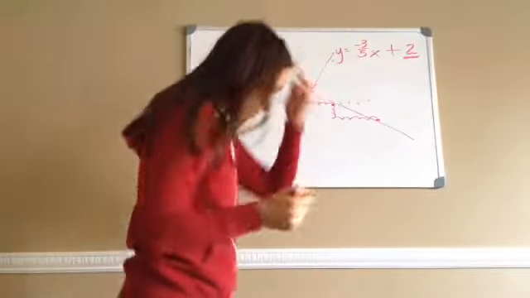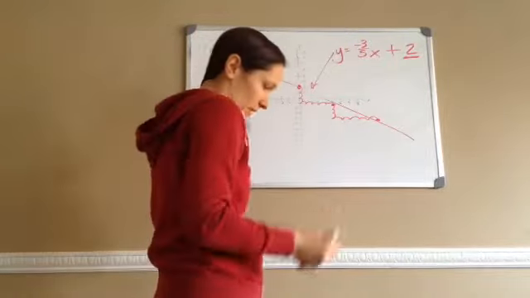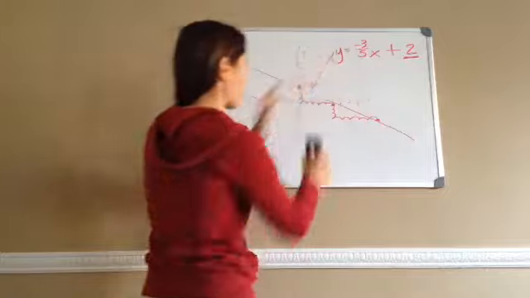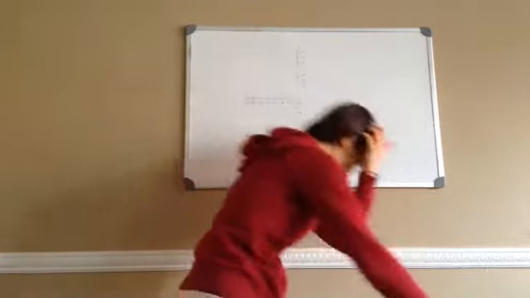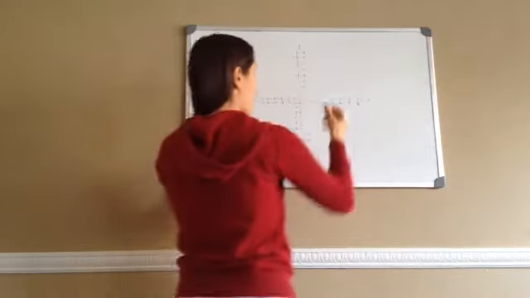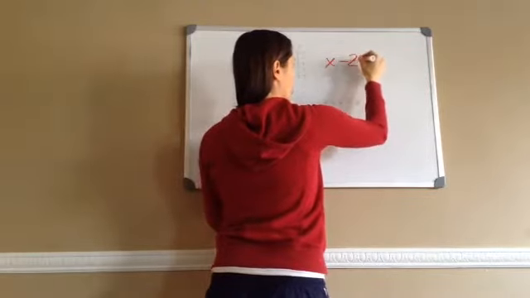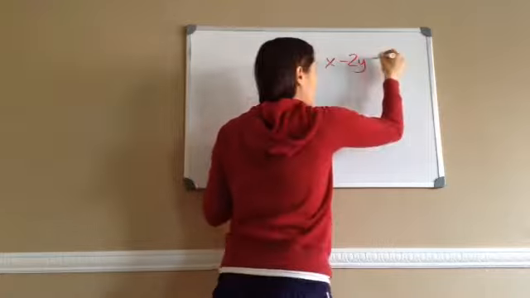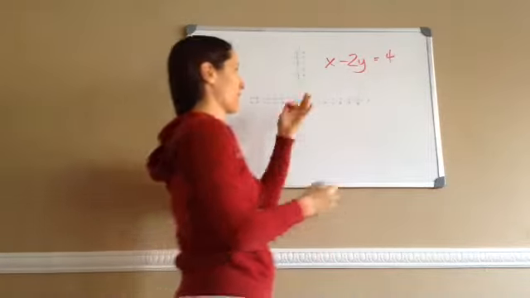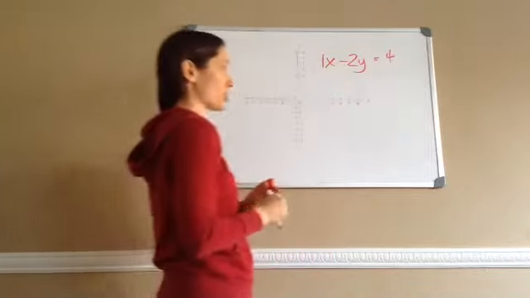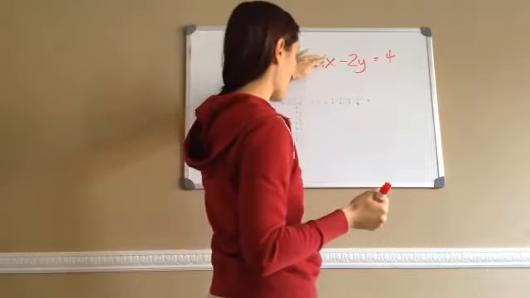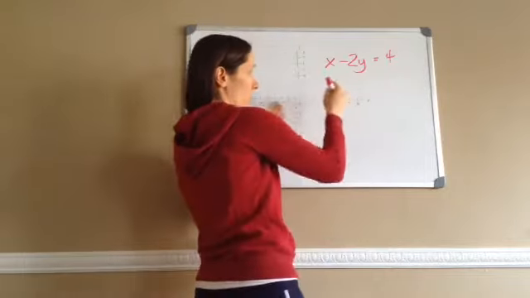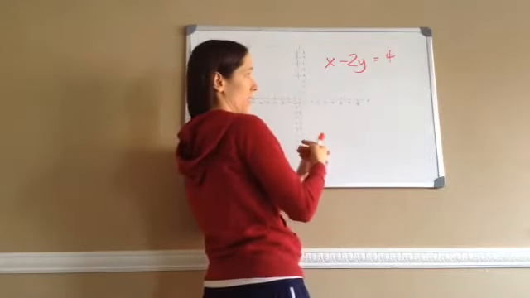Now, before we move on, let's do one more, and this time I'm not going to put it in slope-intercept form because I want you to learn how to put it in slope-intercept form. And so what I mean is this. If I have x minus 2y equals 4, okay, if it helps you to put a 1 in front of the x, you can. That's fine. But it's really not necessary for this problem, and you'll see why. Because what we're trying to do is get the y by itself.